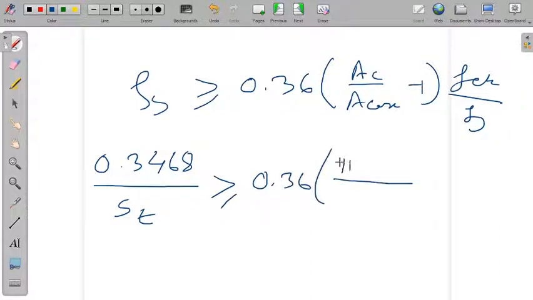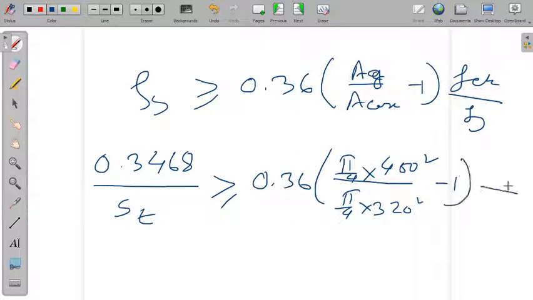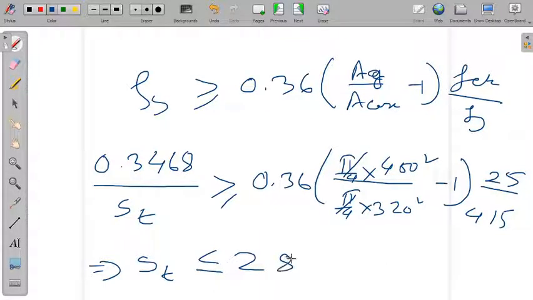Okay, what is core area? Core area is pi by 4 into core diameter squared. What is the core diameter here? I have written, this is gross minus core. What is the gross diameter? 400. So pi by 4 into 320 squared, minus 1. What is fck here? 25, and fy is given as 415. Here pi by 4 gets cancelled. So you can simplify this and find out the value of ST from this equation. Okay, you do the calculation part. It is giving that ST must be less than or equal to 28.4 mm as per this calculation.